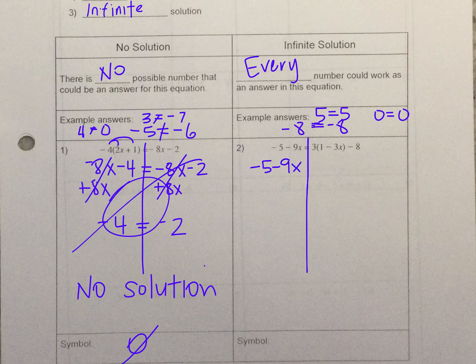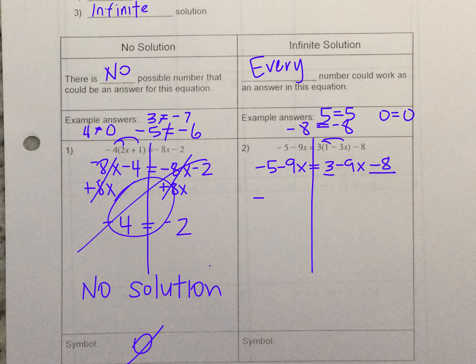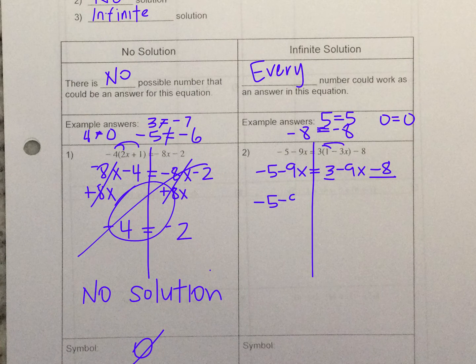-5 minus 9x equals, I've got to distribute, 3 minus 9x minus 8. Old school baby math to put my like terms together. So -5 minus 9x equals 3 minus 8, that'd be -5 minus 9x. Let's move this over, plus 9x, plus 9x. -9 plus 9 is 0. I'm left with -5 equals -5. Is that true? Absolutely.